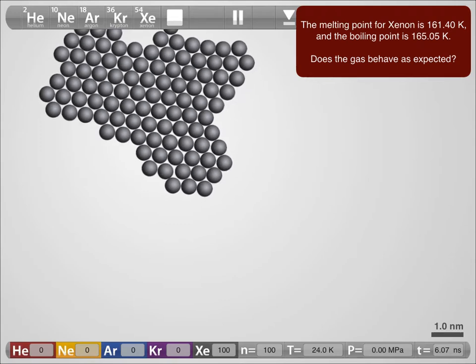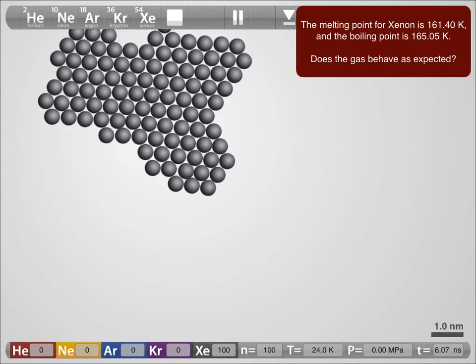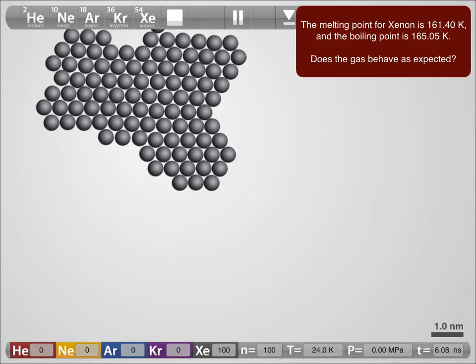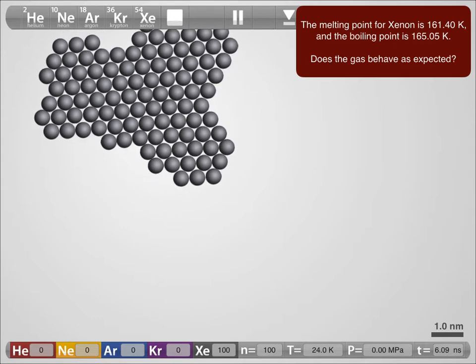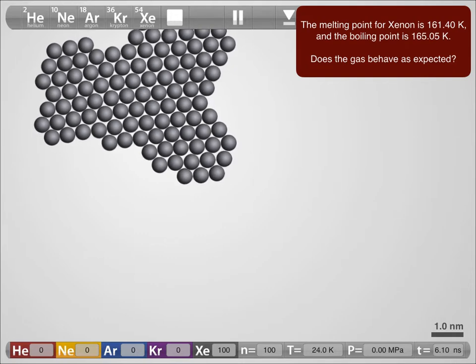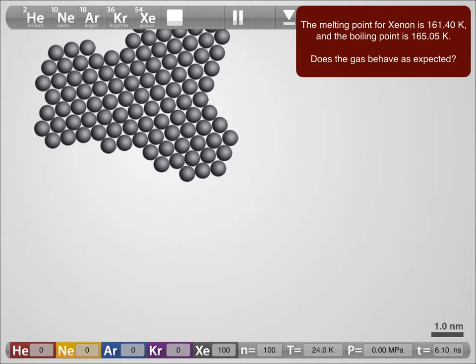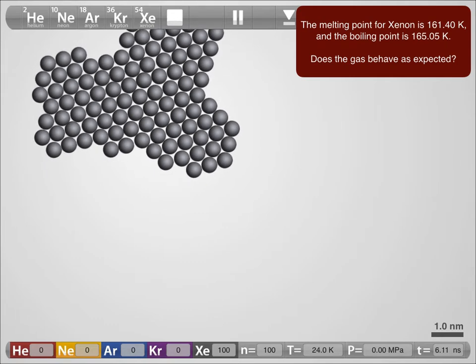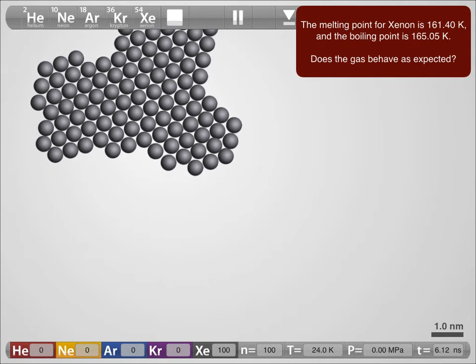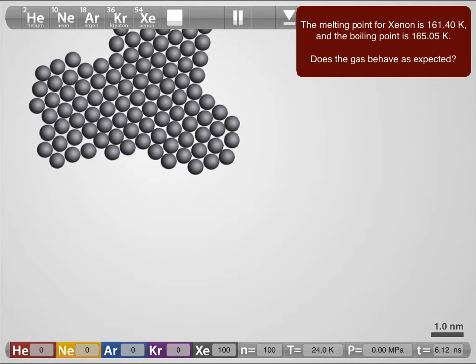Welcome to AP Chemistry. In this video, we will build upon the properties of ideal gas behavior and apply them to vapor pressure. That is, the pressure generated by the vapors produced of a substance in the liquid or solid state. Note that the melting point of xenon is about 161 Kelvin and the boiling point is about 165 Kelvin.